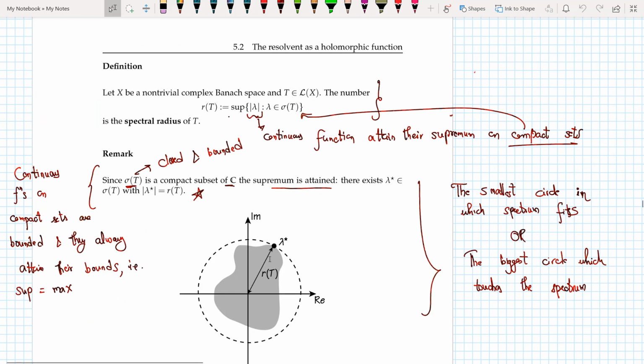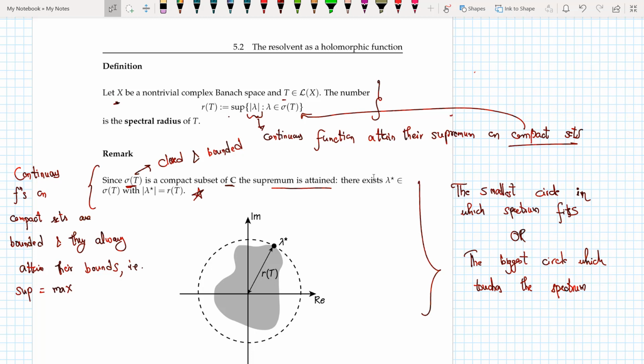Now the first thing that I would like to talk about is the spectral radius of T. So I have X, which is my non-trivial complex Banach space, and T belongs to L of X. I define the spectral radius of my operator T as the supremum of the mod of lambda such that lambda belongs to the spectrum. Now I know that mod of lambda is a continuous function, and continuous functions defined on compact sets attain their supremum. So the maximum equals the supremum.